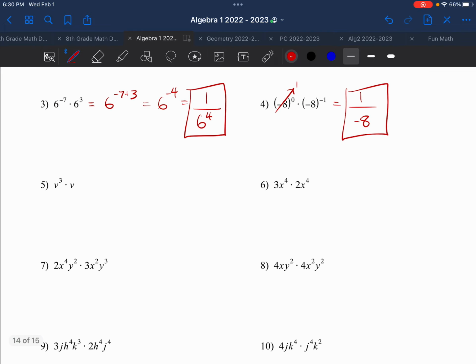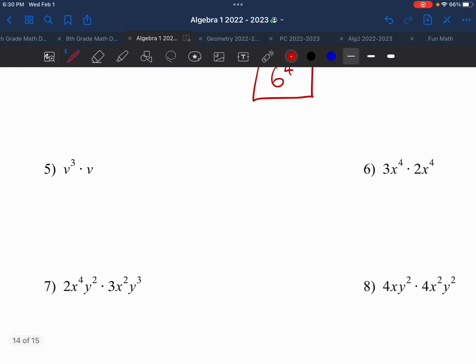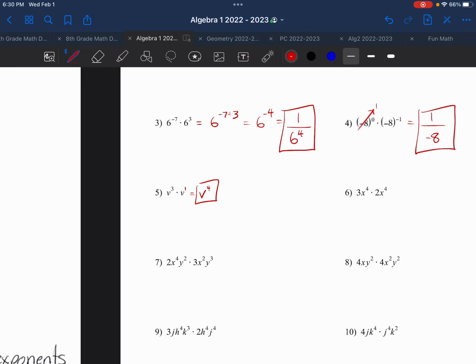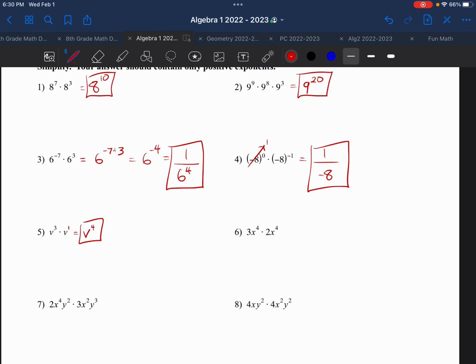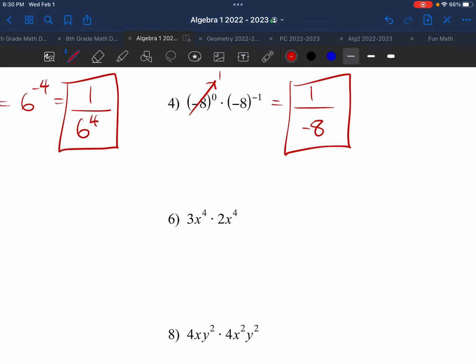We're on to number 5. So remember, whenever you don't see an exponent like you do here, that exponent is a hidden 1. There's one of those v's, and I'm now going to add the 3 and the 1. This is going to be v to the power of 3 plus 1, which is v to the power of 4. Final answer and box it. Let's check the back. Number 5, v to the power of 4. Excellent. All right. And number 6, we finally have some coefficients in front of our variables.